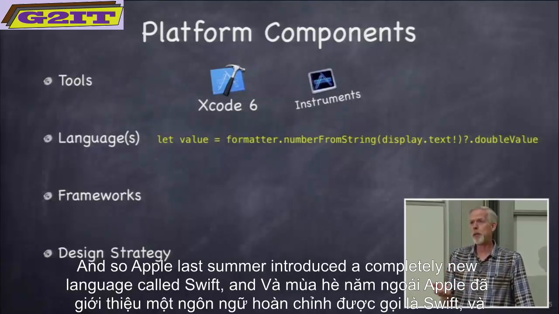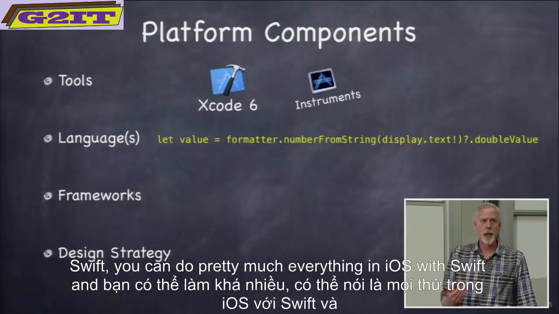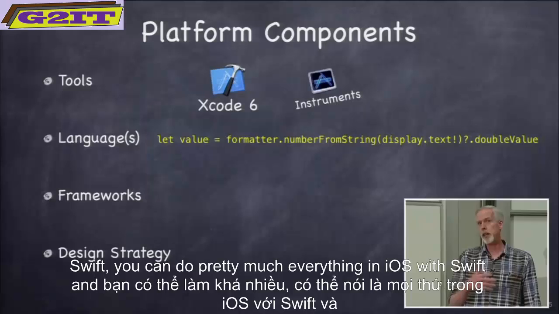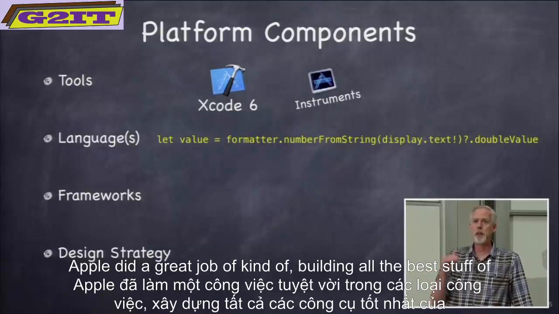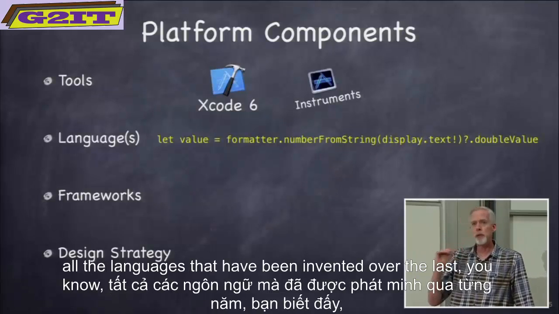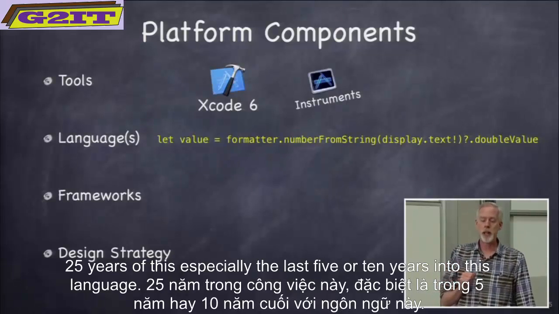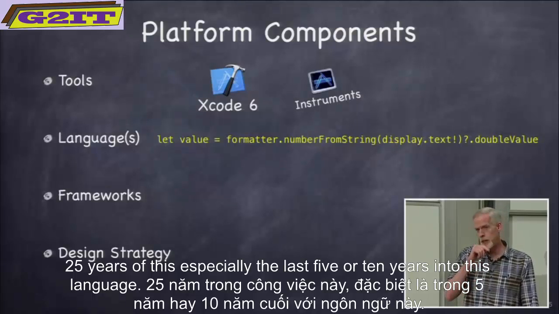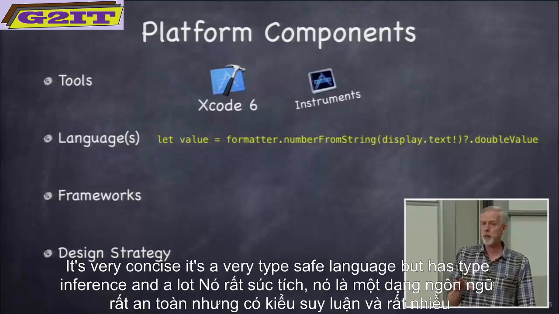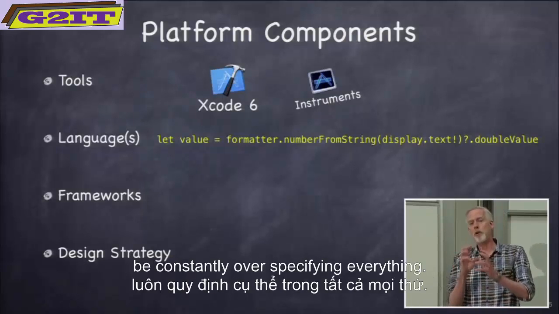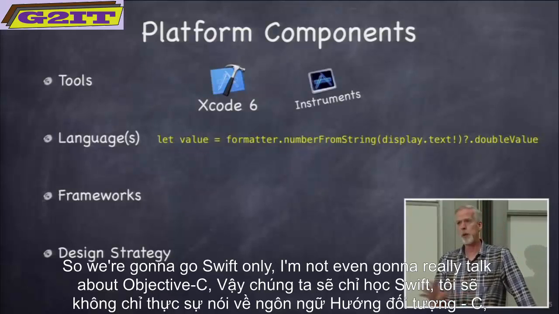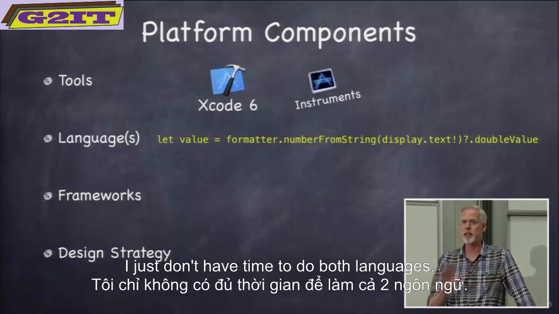And so Apple last summer introduced a completely new language called Swift. And with Swift, you can do pretty much everything in iOS, and that's the language we're going to learn because it's a modern language. Apple did a great job of building all the best stuff of all the languages that have been invented over the last 25 years, but especially the last 5 or 10 years, into this language. It's very concise. It's a very type-safe language, but has type inference and a lot of things that give you the best of both worlds: having type safety and not having to be constantly over-specifying everything. So we're going to go Swift only. I'm not even going to really talk about Objective-C. I just don't have time to do both languages.